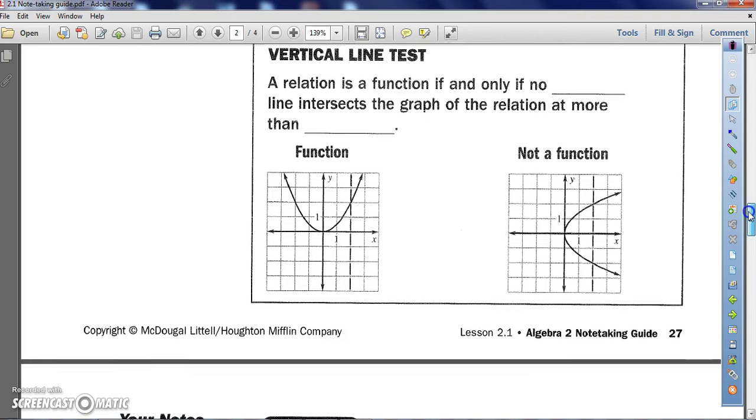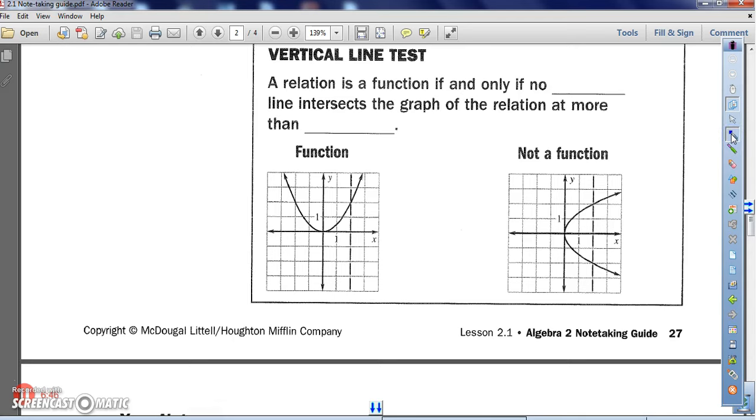In order to determine if a graph is a function or not, okay, a graph is a relation. However, sometimes it's a function and sometimes it isn't. So a relation is a function if and only if no vertical line intersects the graph of the relation at more than one point. Now, in a nutshell, what that means is you can't have any points on the graph that line up in a vertical line.